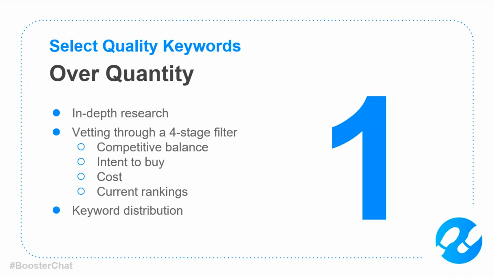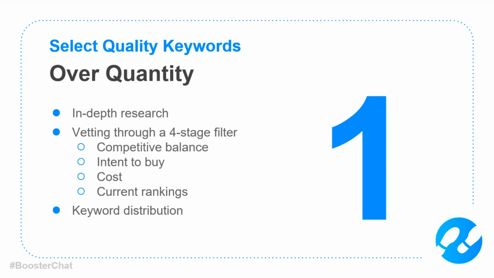So the first part of this filter, we look to see if the keyword is competitively balanced. What I mean by that is we don't just look at keywords that have the most search activity around them. We look for the keywords that we feel are going to have enough search activity around them to drive significant traffic to your site, but not so much activity that these keywords are too competitive to rank for.